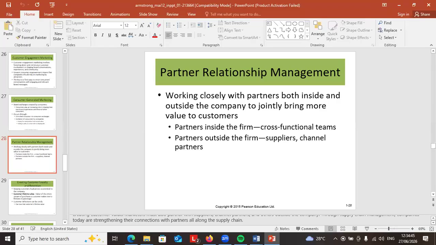Then there are also partners outside the firm, which are suppliers, wholesalers, channel partners, etc. The marketing department must also be able to work in synergy with all these partners outside the firm to actually execute whatever they embark on successfully, right?